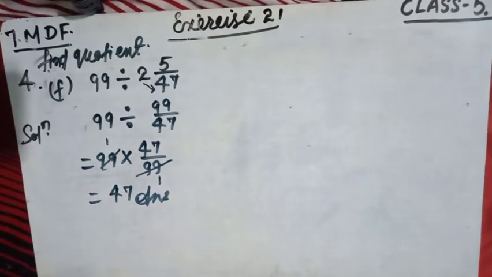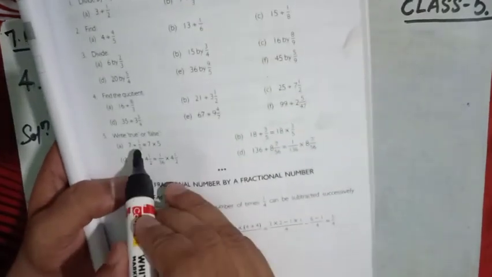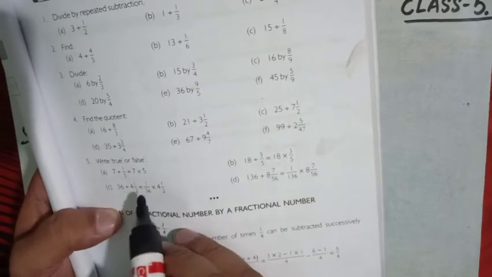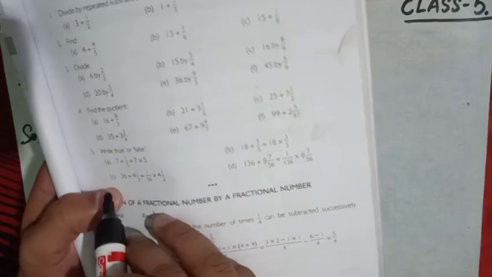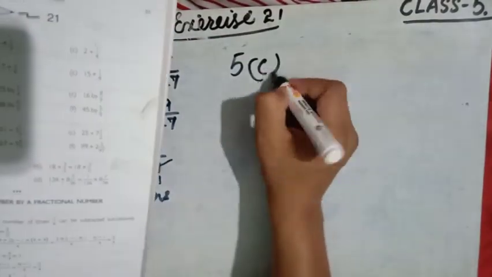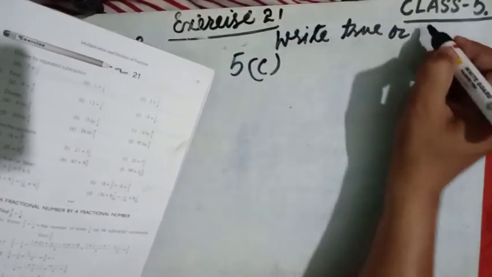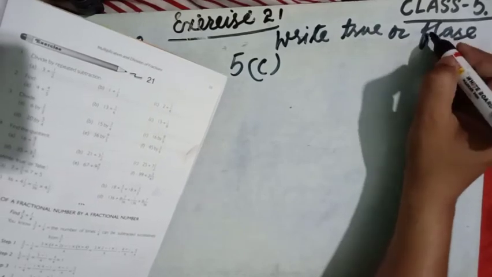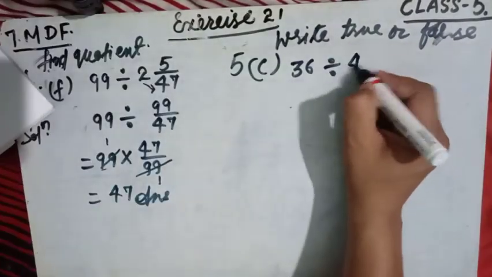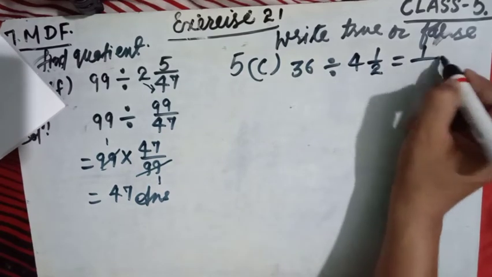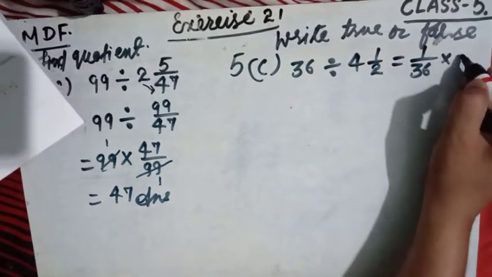Now see friends, question number 5 says write true or false. First of all, we have to solve the left hand side and the right hand side. If they are equal, then this statement is true, otherwise false. Now see friends, question number 5c. Write true or false. So friends, see 36 divided by 4 1 upon 2 is equal to 1 upon 36 multiplied by 4 1 upon 2.